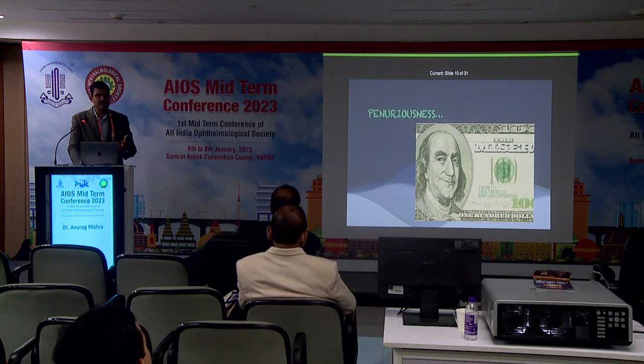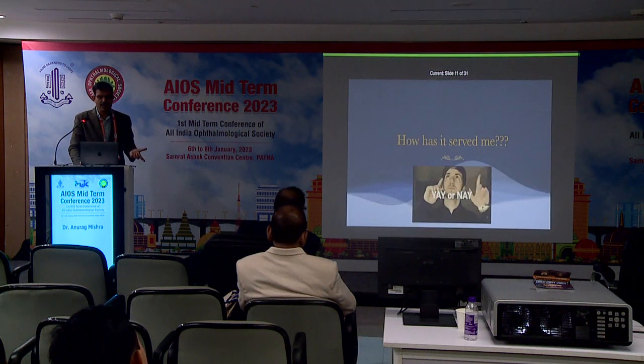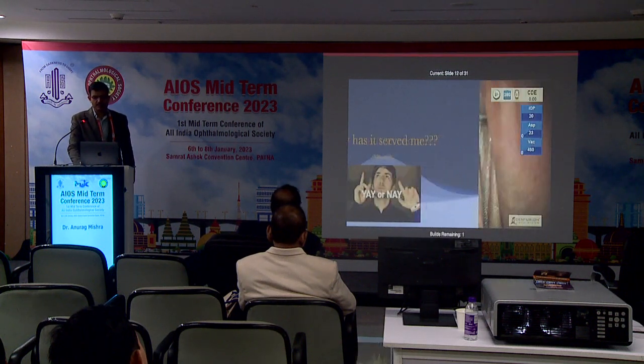I'm a very miserly person. I'm a typical feudal Brahmin, so I'm very penurious. I don't want to spend much, not in terms of money, not in terms of power, not in terms of fluid as well. So that's why I shifted to low IOP. And how it has served me is what we will see in a few video examples.